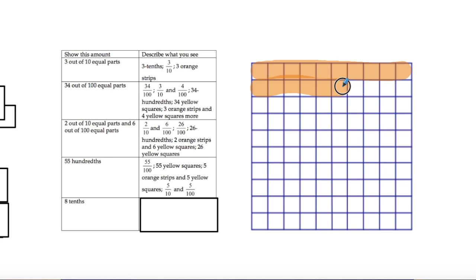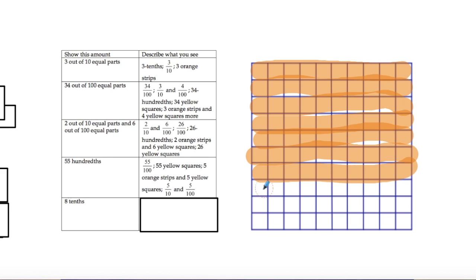1/10, 2/10, 3/10, 4/10, 5/10, 6/10, 7/10, 8/10. So 8/10 are colored in.